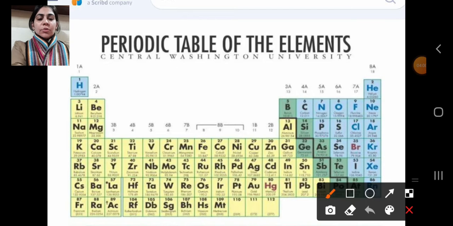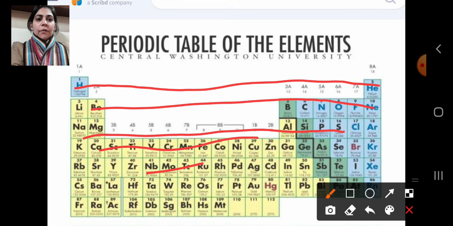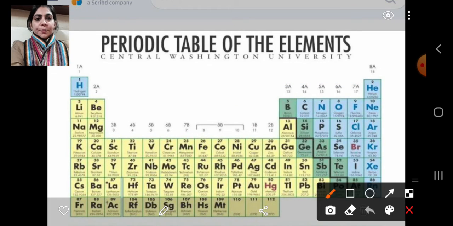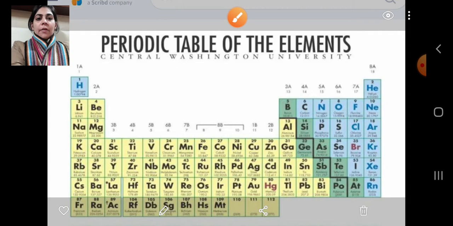As you can see here, these horizontal lines: 1, 2, 3, 4, 5, 6, 7. So 7 horizontal lines are present, meaning according to the modern periodic table there were 7 periods. And if I talk about the groups, as you can see on the screen, there are 18 groups, 18 vertical lines are present. So the total number of groups was 18. 18 groups and 7 periods were present according to the modern periodic table.